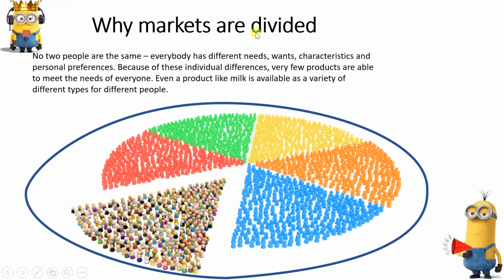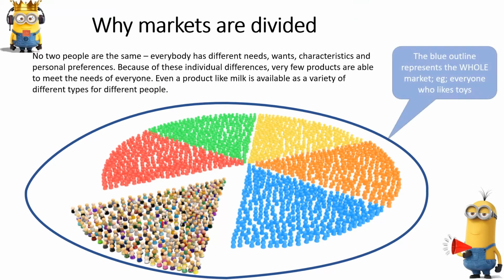Why markets are divided. No two people are the same. Everybody has different needs, wants, characteristics and personal preferences. Because of these individual differences, very few products are able to meet the needs of everyone. Even a product like milk is available as a variety of different types for different people. After all, there's blue milk, green milk, red milk, purple milk, there's organic milk, you name it in terms of milk. So the blue line represents the market as a whole, so that's everybody who could potentially buy a product.